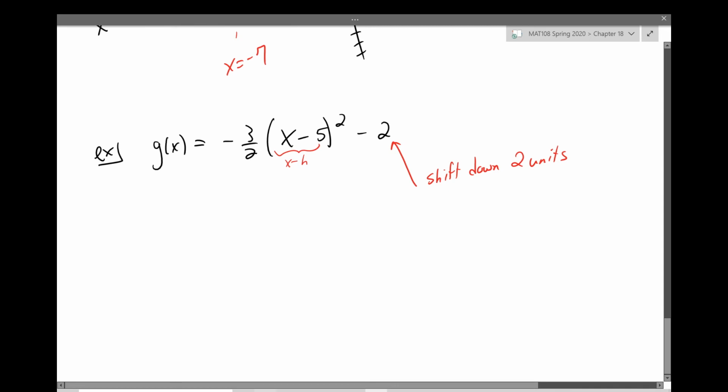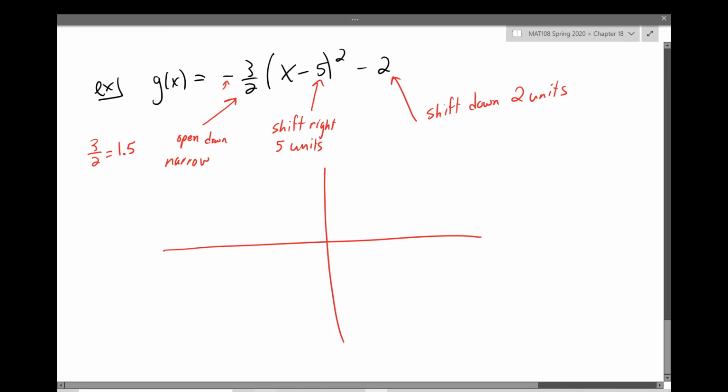It's already there, so I'm going to shift. Let me erase this real fast. There we go. Remember, I'm only looking at the h. I'm only looking at that 5. So shift right 5 units. Now, this is going to be tricky. You have to remember 3/2 is 1.5, so it's larger than 1. I know it's going to open down because of the negative right there. It opens down, and it's going to be narrow.